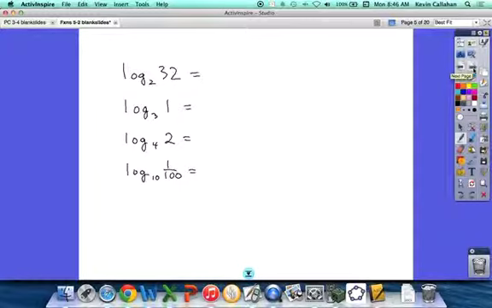Okay, so these are actually the same relationships right there. So again, you'd say, what power do I raise 2 to get 32? 5. What power do I raise 3 to get 1? 0. What power do I raise 4 to get 2? 1/2. What power do I raise 10 to get 1 over 100? Negative 2.